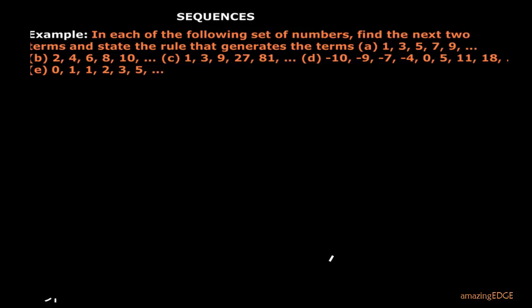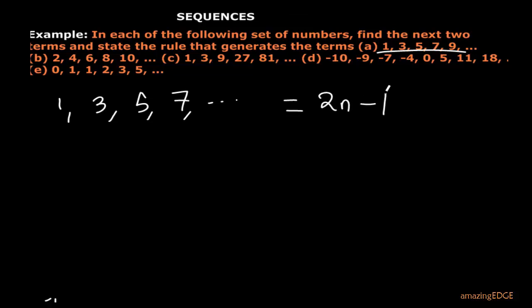Let's look at this. These are odd numbers: 1, 3, 5, 7, and so on. So there's a method you can use to generate the odd numbers. 2n minus 1 will generate this. So you see that it is equal to 2n minus 1. This gives you the formula that generates this. What does this formula give?